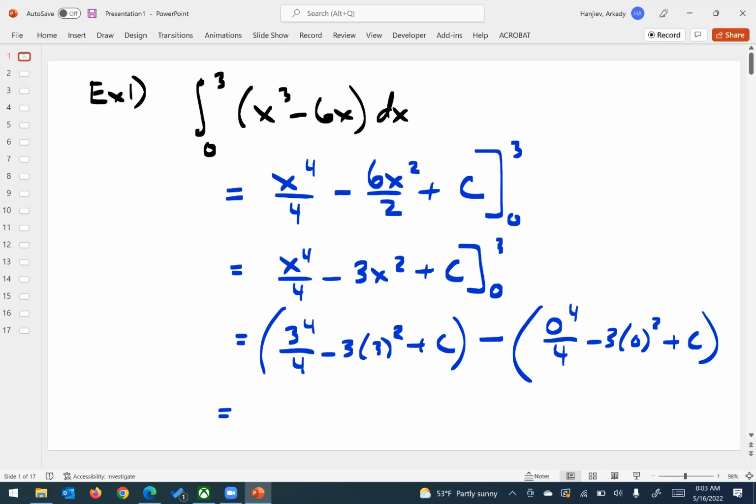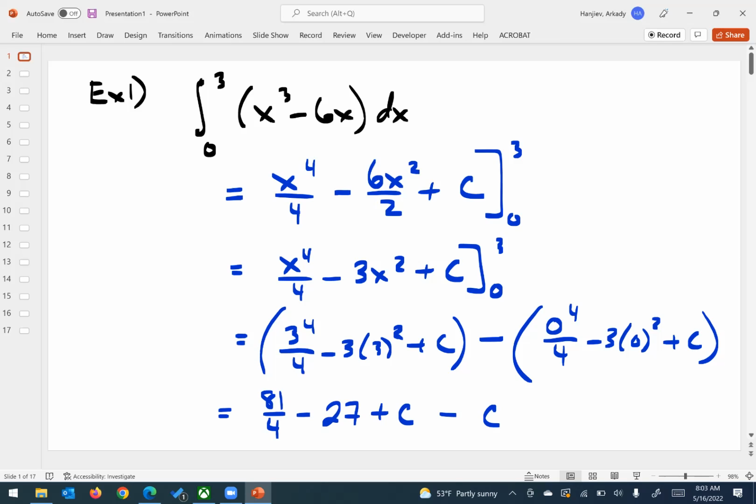3 times 3 times 3 times 3. Zechariah, 3 to the fourth power. 81 over 4 minus 3 times 3, I'll do the 27, plus C. Then all this goes away, huh? That's all zeros except for this little minus C.